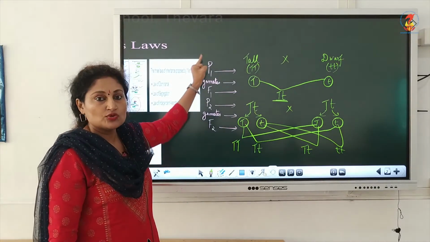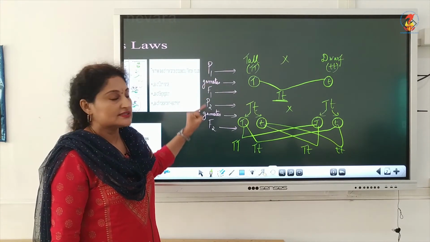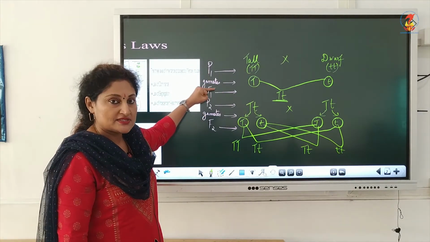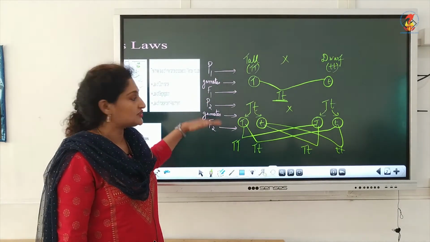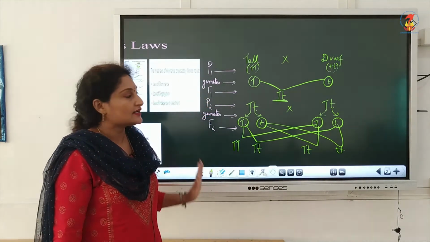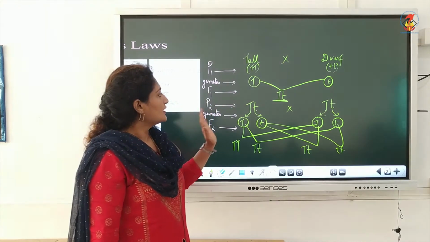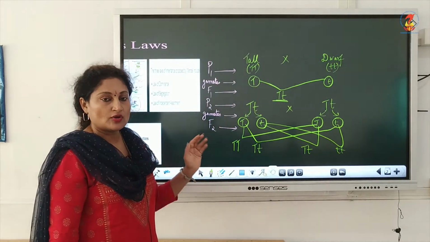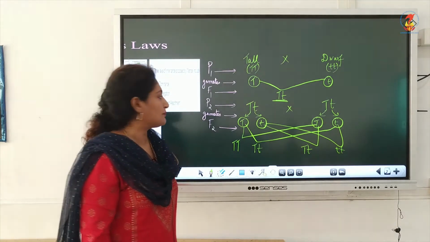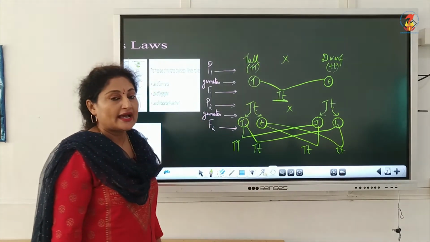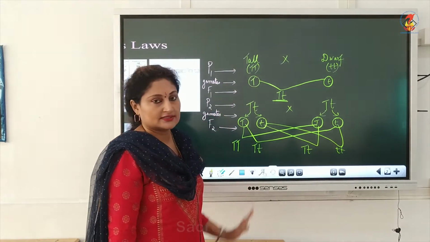Second rule is how to make the problem. The steps: P1, gametes, F1. That's the first generation over. Then to proceed to the second generation: P2, gametes, F2. Remember, when we reach F1, it's over. Now to proceed to F2, what will be P2? Self the F1 parents, you will get P2. Okay, and always remember gametes should be in a circle.